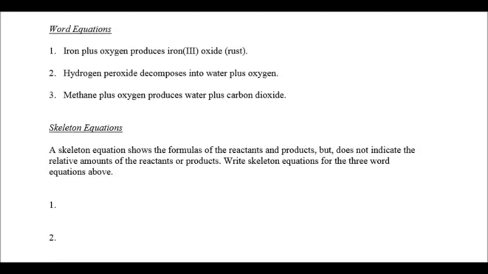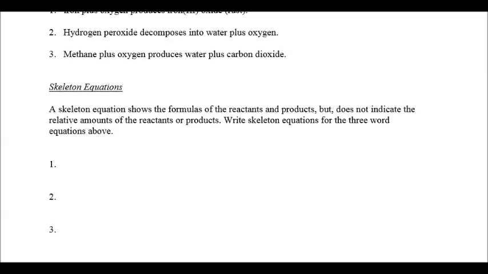So what we want to do is to replace word equations with a simpler way of stating what happened. Iron reacts with oxygen, and then the iron rusts. It produces iron(III) oxide. Two other equations are hydrogen peroxide decomposing and methane reacting with oxygen. A skeleton equation shows the formulas of the reactants and products, but it doesn't tell us how much of each there is.